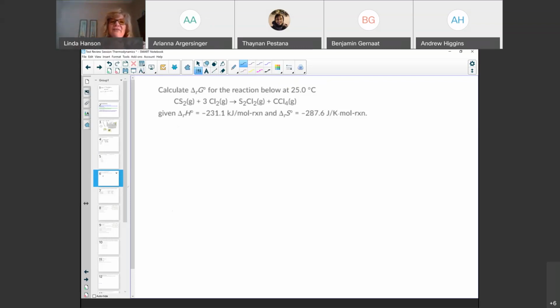Okay, so here we have a calculation. Calculate delta G for the reaction below at 25 Celsius. And again, they're always going to tell you that standard temperature just so that you know the thermodynamic chart values were all recorded at that standard temperature. We know that our formula would be delta G is equal to delta H minus T delta S.